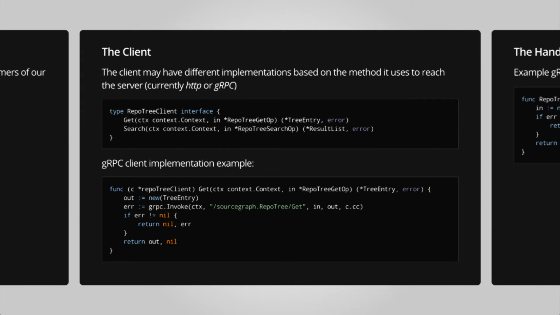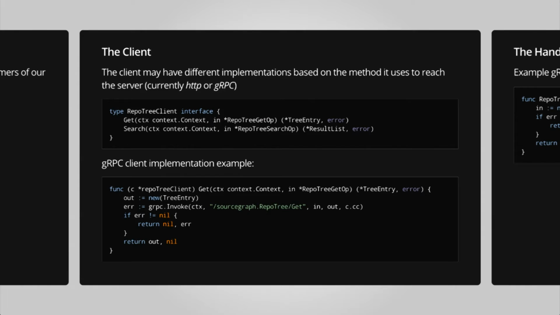So the topmost layer is the client, which is part of the Go Sourcegraph repository, which you've previously seen. We have a microservices architecture, and this is one of our services, a simpler one, a repo tree client. What this basically does is you can request a tree or a blob from a repository, and it has two methods, get or search.